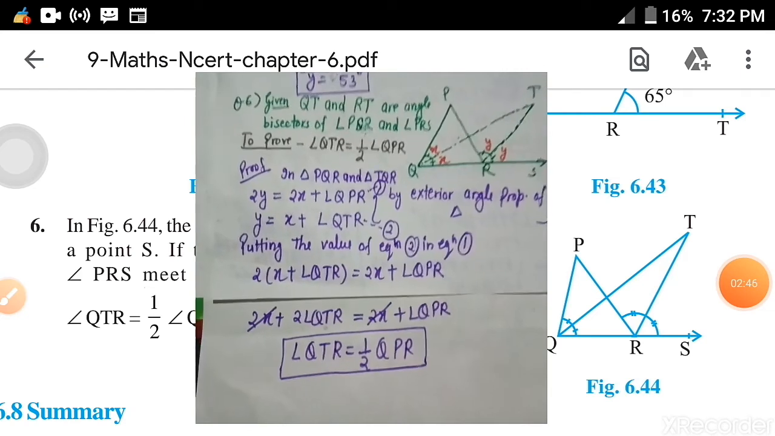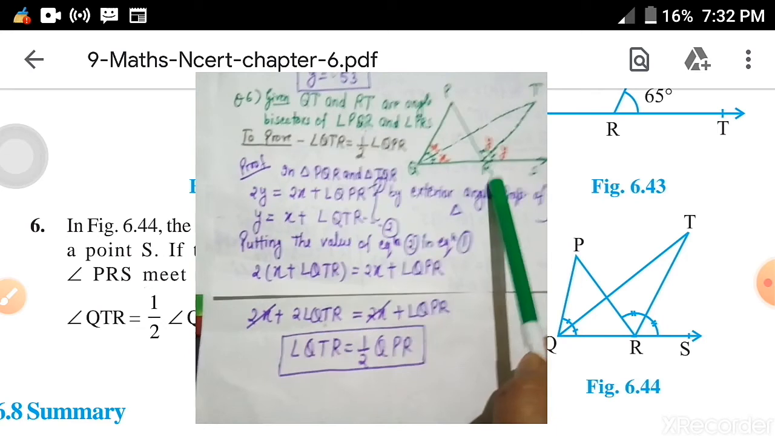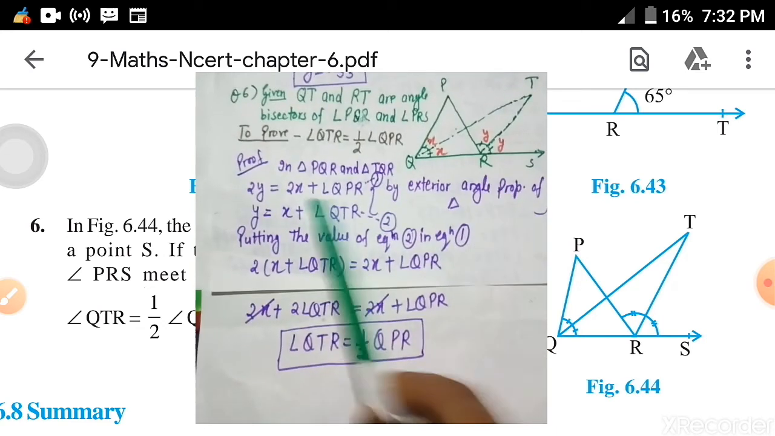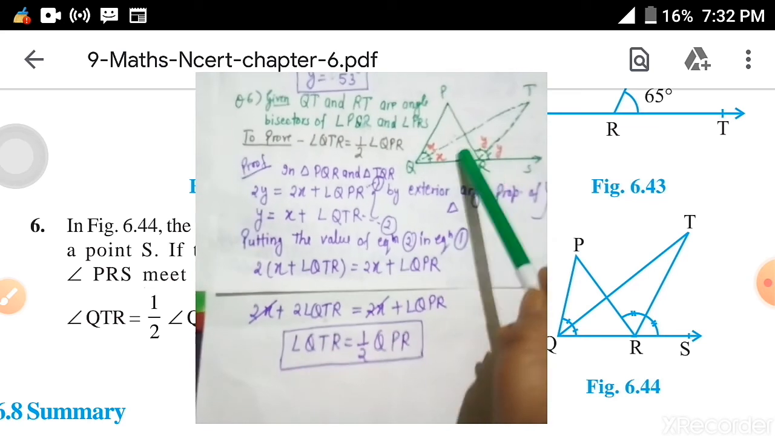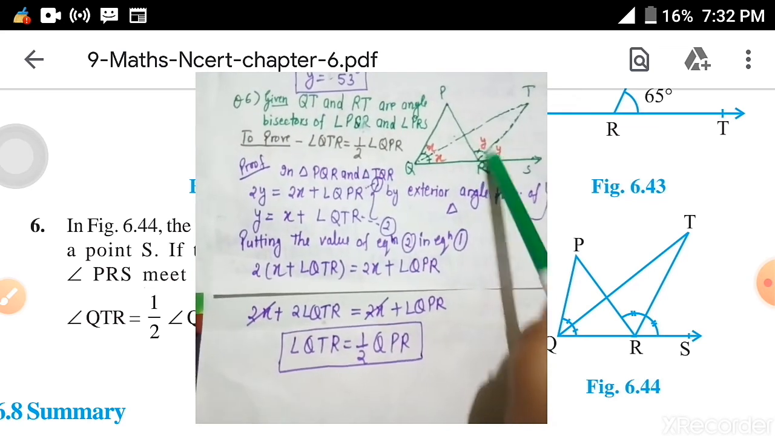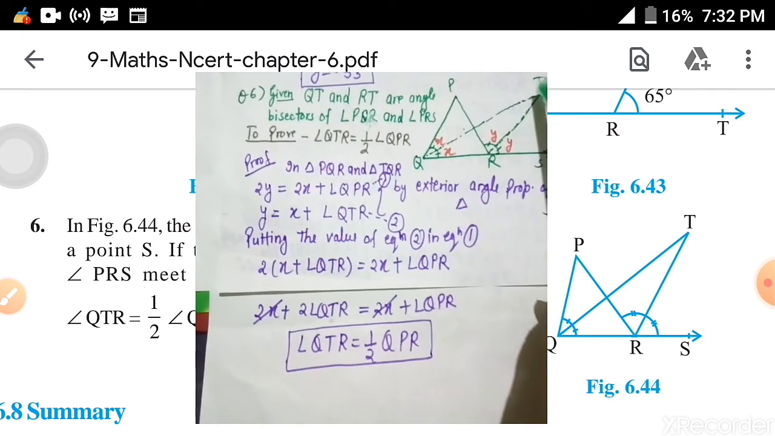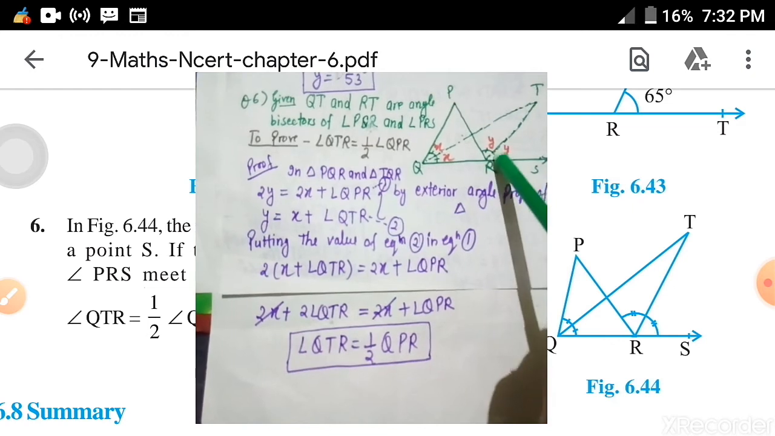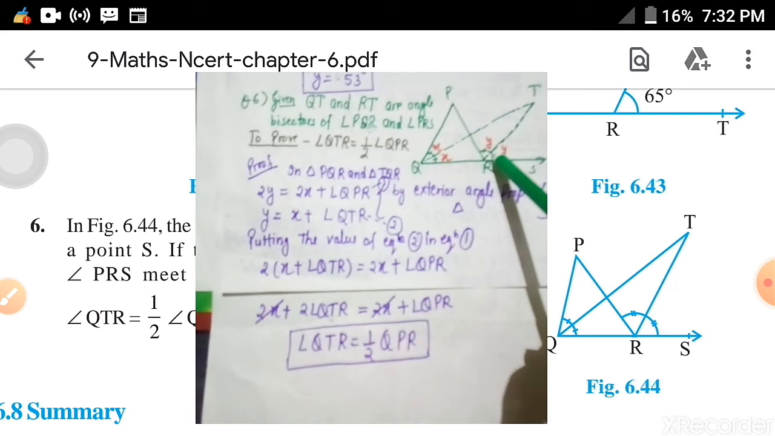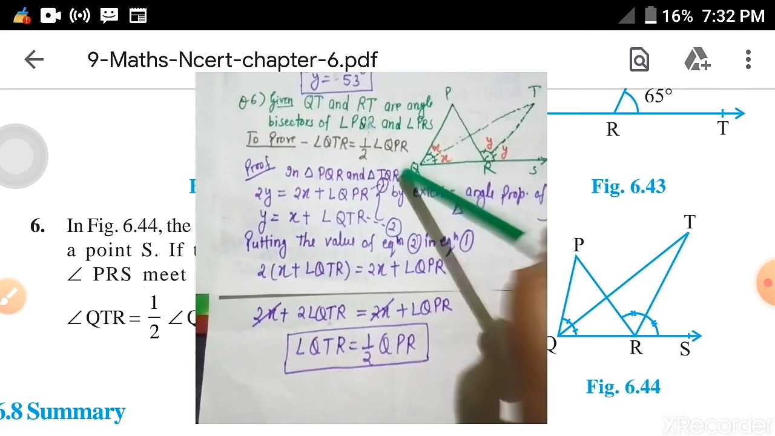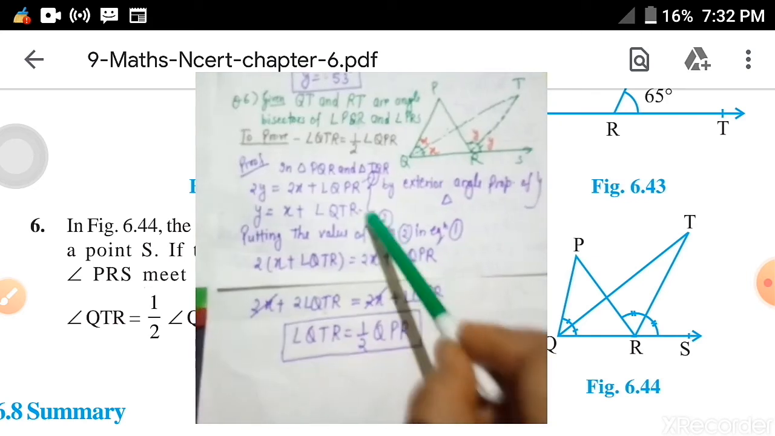Now see that I have done the solution for that. In triangle PQR and TQR, we will apply the exterior angle property of a triangle. You can see that in triangle PQR, 2y is the exterior angle and 2y is equal to 2x plus P, by the exterior angle property. Similarly in triangle TQR, you can see that y is the exterior angle of triangle TQR, then y is equal to x plus angle QTR. I have written here equation number 1 and equation number 2.